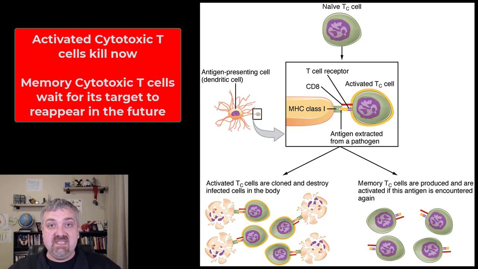Here you see the same thing. A naive T cell is given its mission. It's given a wanted poster and says, this is the cell you're looking for. And then some of these cells are going to become activated cytotoxic T cells and go and attack and destroy that enemy. Some are going to become memory T cells, which are involved the next time you're exposed to something.